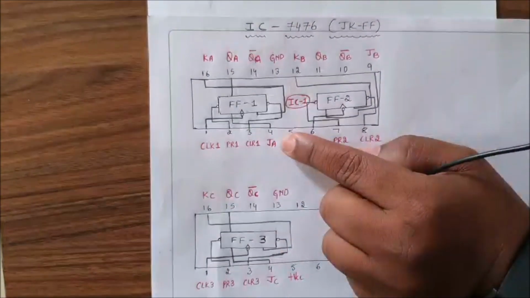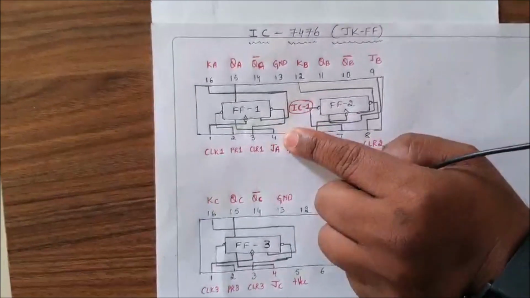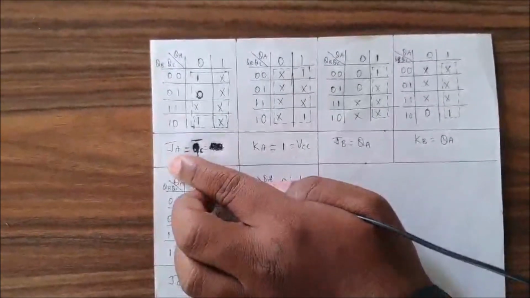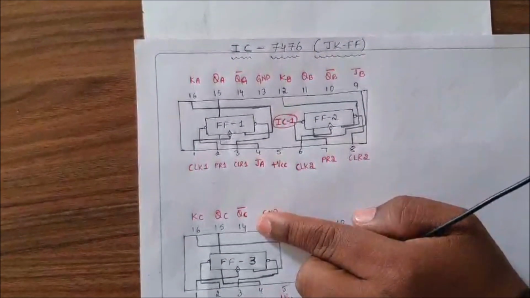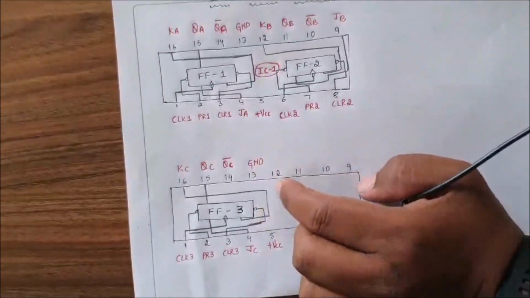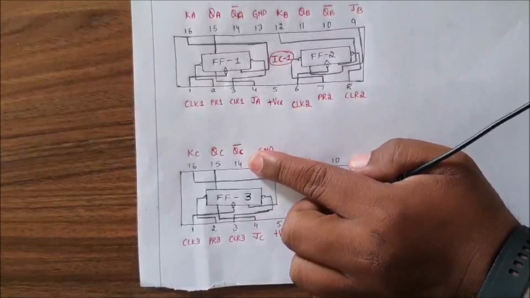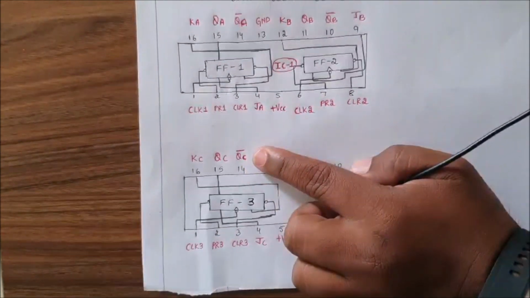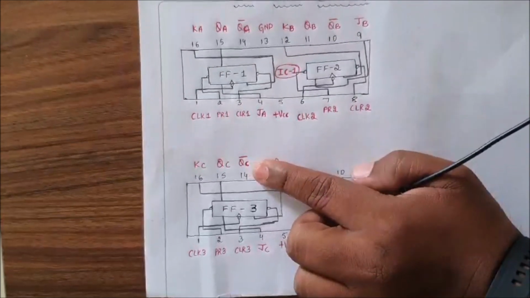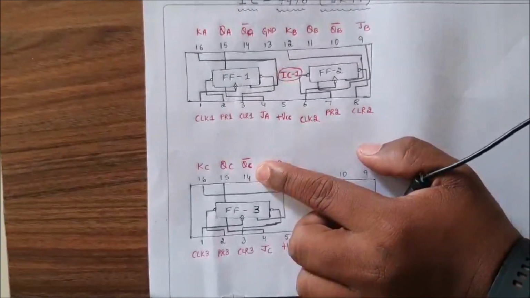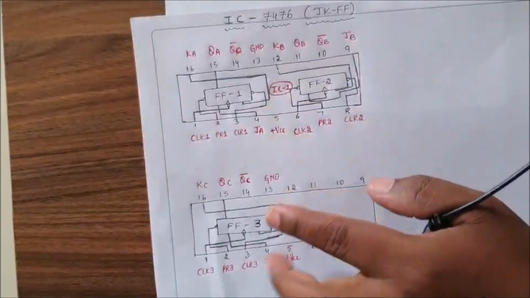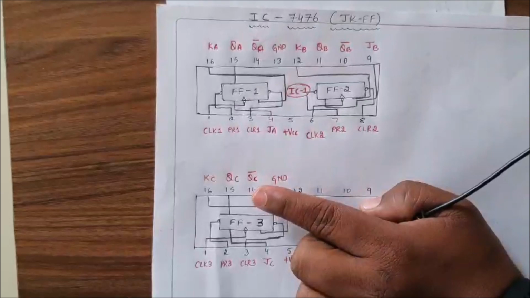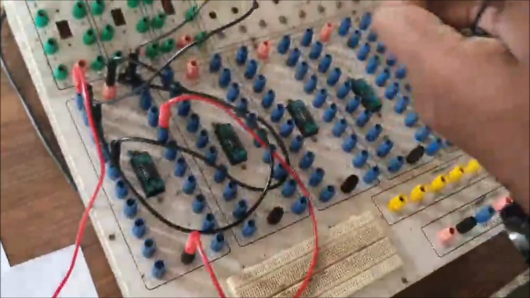Coming to the synchronous inputs, we have JA. JA is the fourth pin, and from the K-map simplification, we got JA equal to QC bar. Here you can see QC bar is the 14th pin of the second IC. So I will take one patch cord. One end is connected to JA, that is the fourth pin of IC1, and the other end is connected to the 14th pin of IC2. See here, I will do this connection.